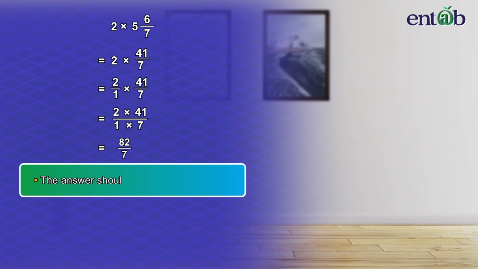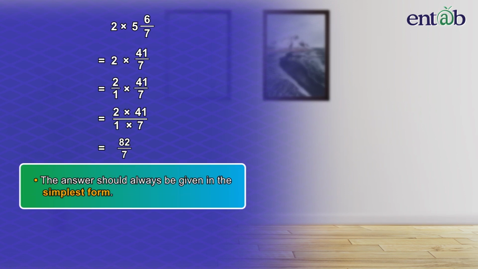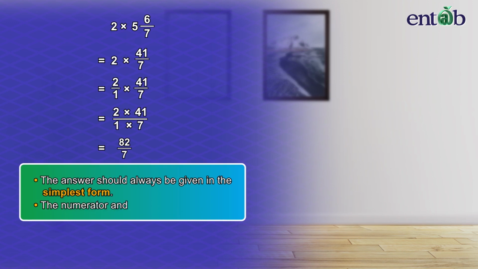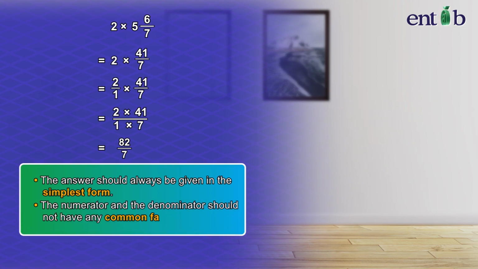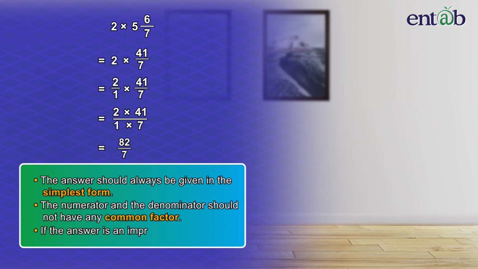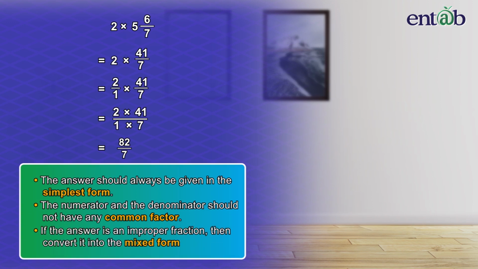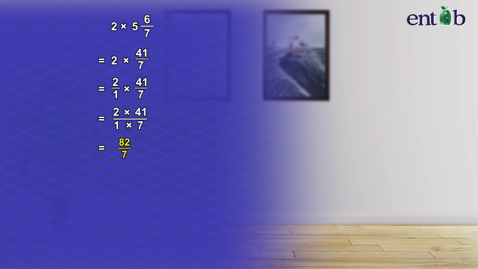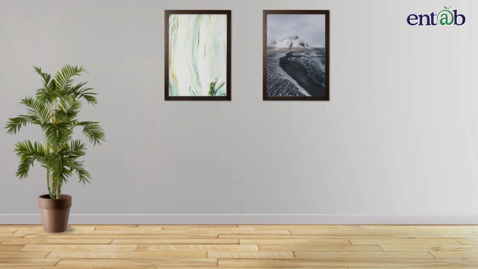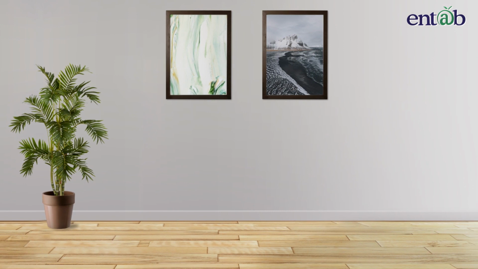Next, the answer should always be given in the simplest form. This means that the numerator and the denominator should not have any common factor. If the answer is an improper fraction, then convert it into the mixed form. 82 over 7 is already in the simplest form. So, when we convert it into the mixed form, we get 11 5/7. I am sure you will be able to answer this question now. Evaluate 4 times 8/3.